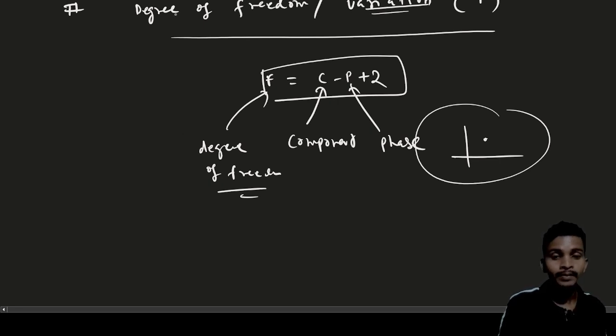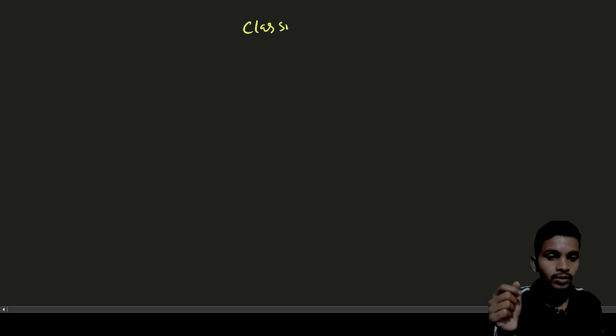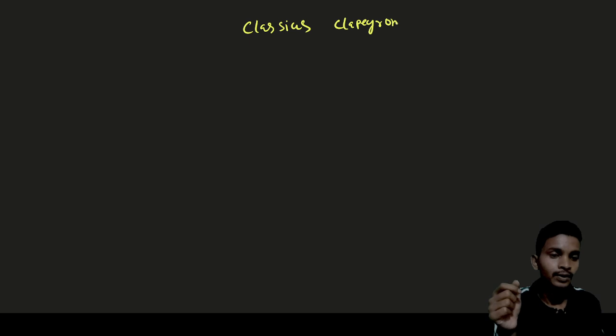So in the previous class I have discussed up to this point, and we will start from here. Before we start one-component systems and two-component systems, it is very important to start with one equation, that is the Clausius-Clapeyron equation. So the topic is the Clausius-Clapeyron equation.